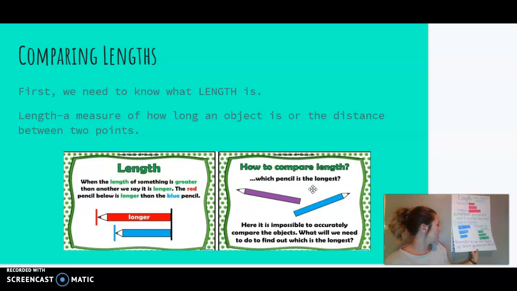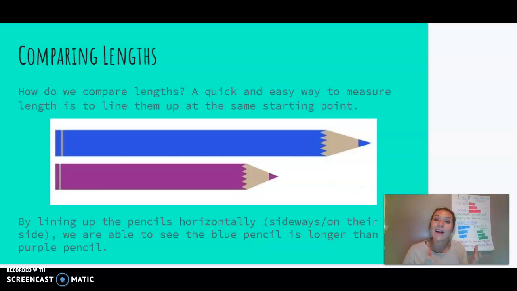Remember to line the objects up before you measure them. So how do you think we need to measure these pencils here? Well, we need to line them up. We have to line them up at the same starting point. So I'm going to line them straight up.